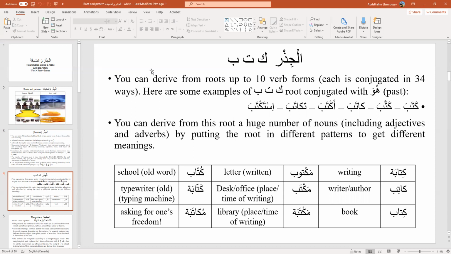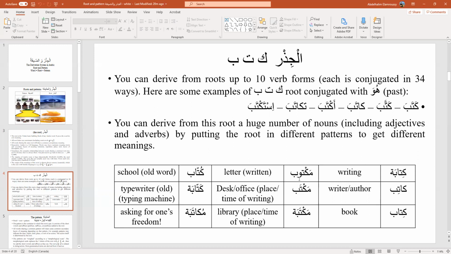So by putting the root in different patterns, you can get different meanings, and all of these right here are nouns. So for instance, kitaba is writing, katib is writer or author. You can pause here and read them yourself to practice reading as well. Kitaba is the action of writing, it's the ing form. Katib is writer or author.